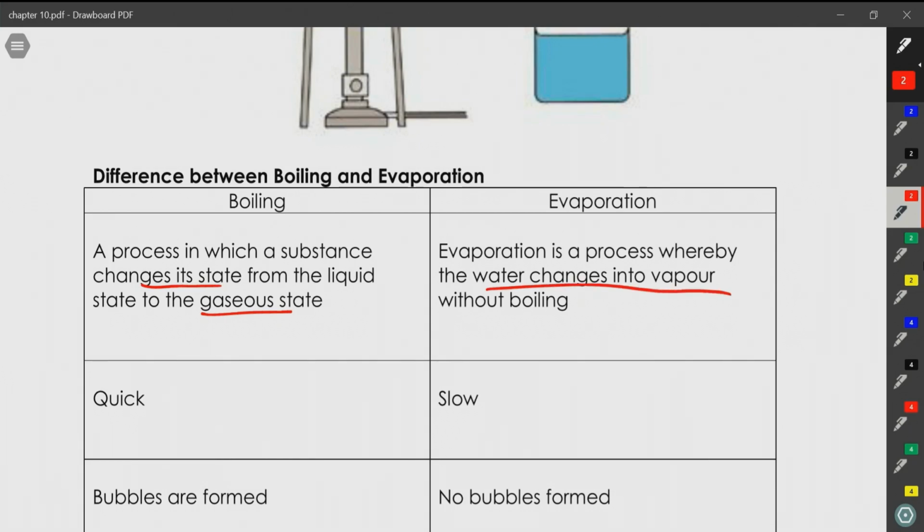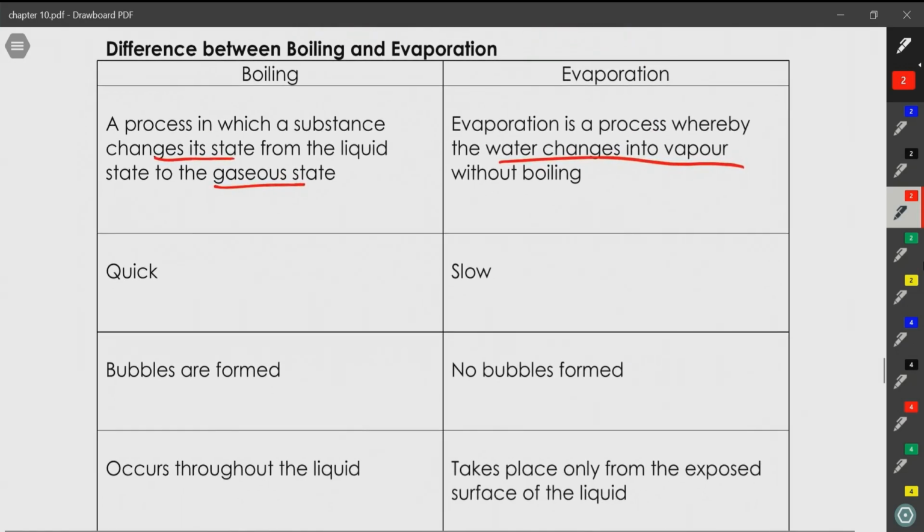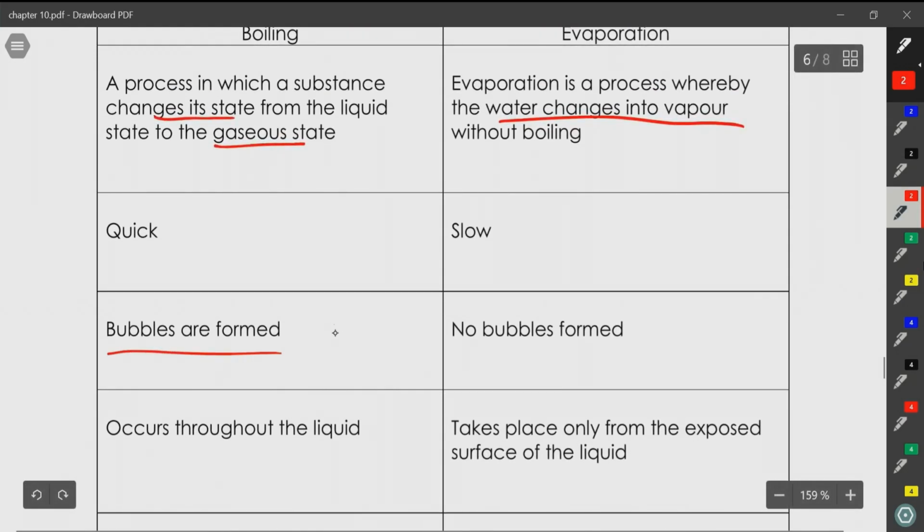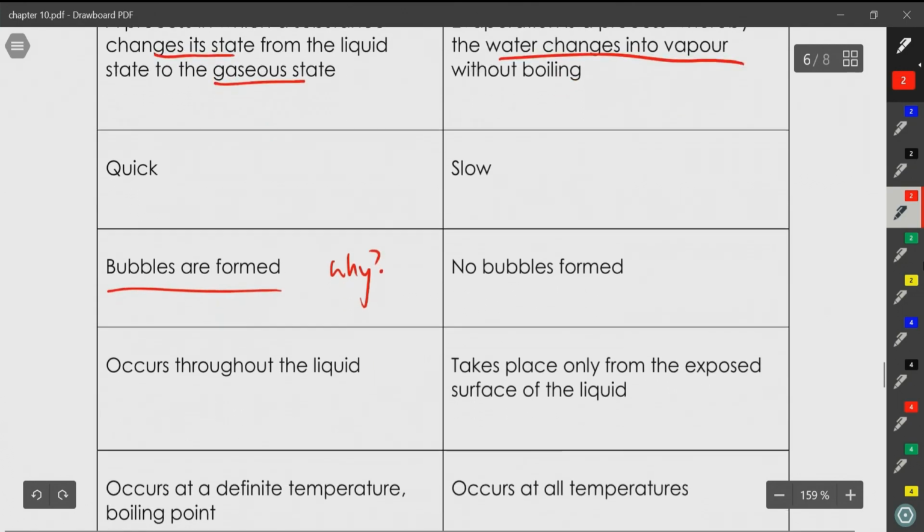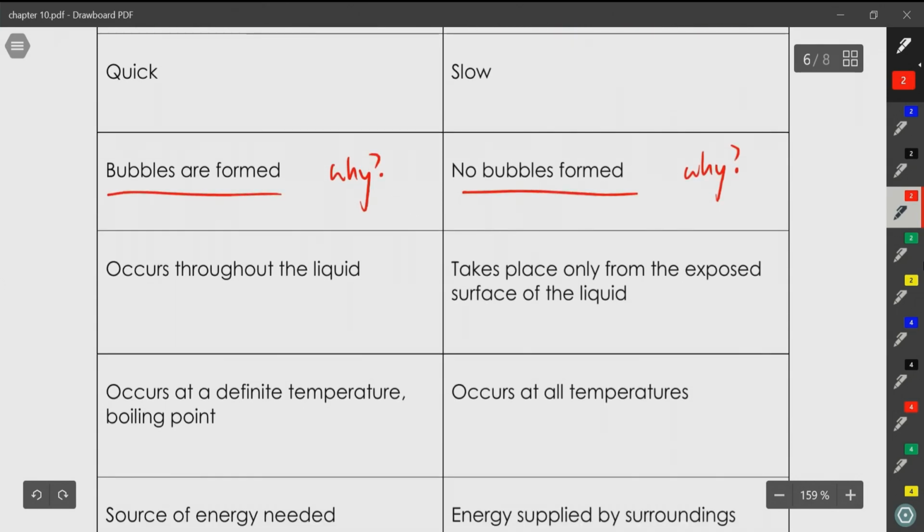Correct, both is a process where it changes the state of the water. Over here bubbles are formed, and we want to ask ourselves why. And here there are no bubbles formed, so we also want to ask ourselves why. And it actually has to do with where it occurs.